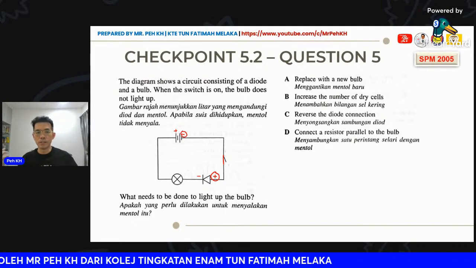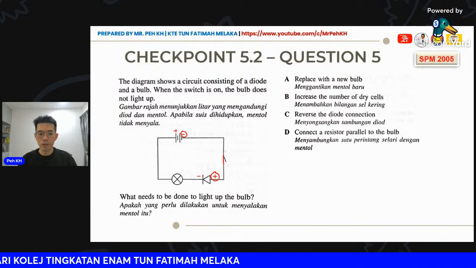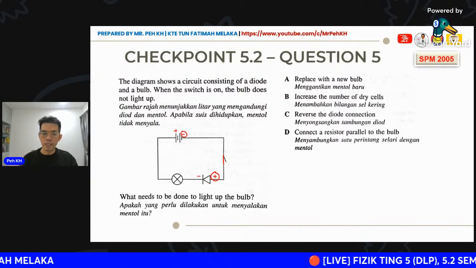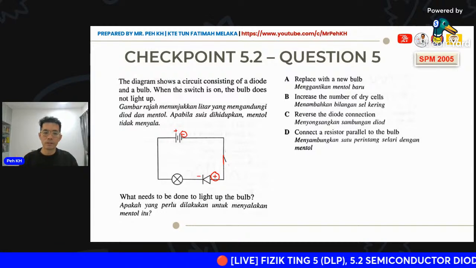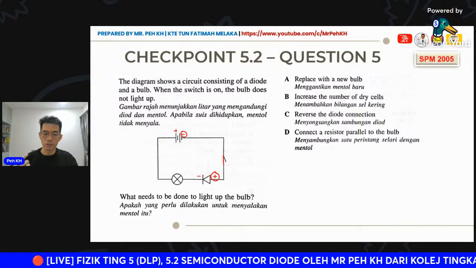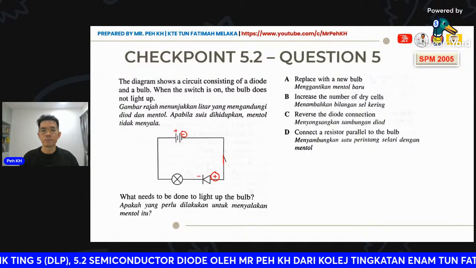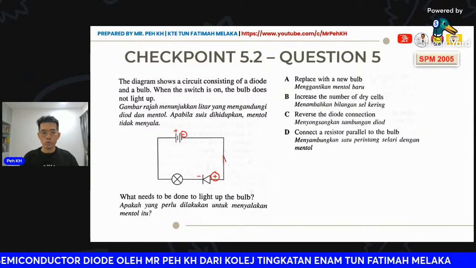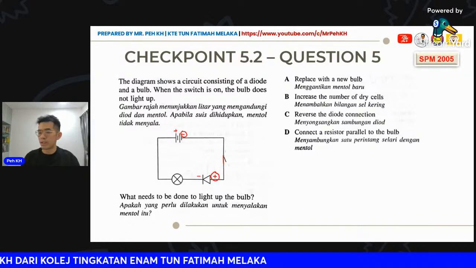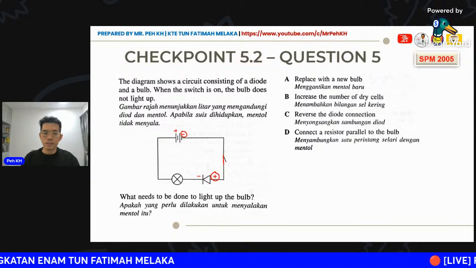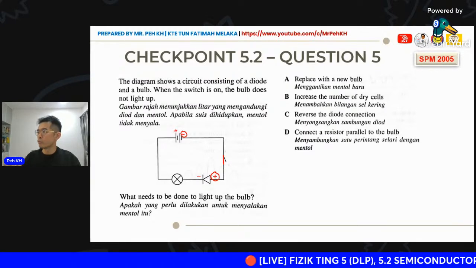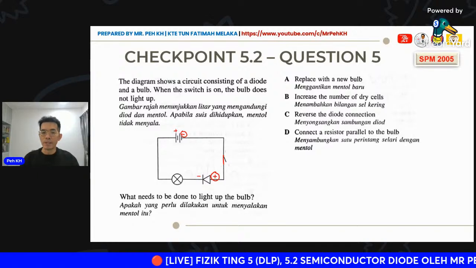So here it will be a reverse bias connection, and the current will not be able to flow through because the depletion layer is wider, which causes the carriers to be unable to cross the junction. Okay, so how can we cause the bulb to light up? That means we need to change the connection of the diode or the battery to become forward bias.